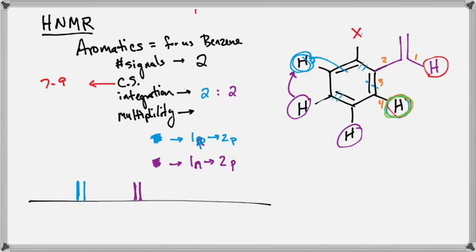Why would that one be extra? Why would that red hydrogen be extra close to now our blue or purple hydrogens?